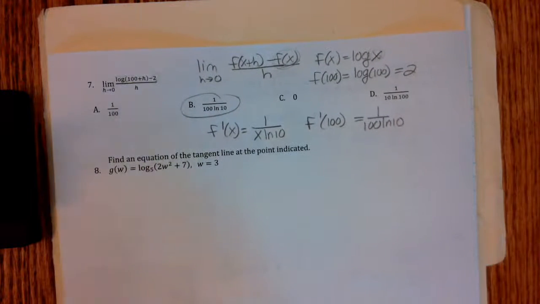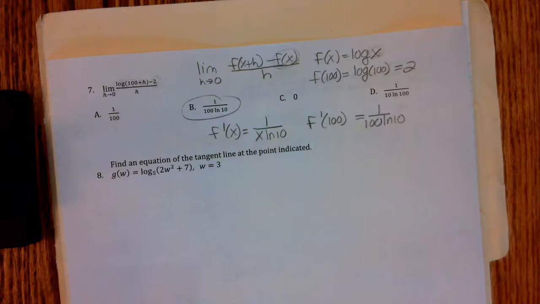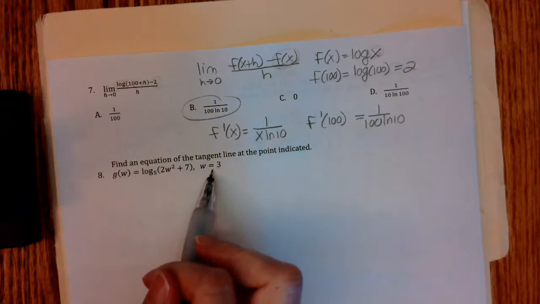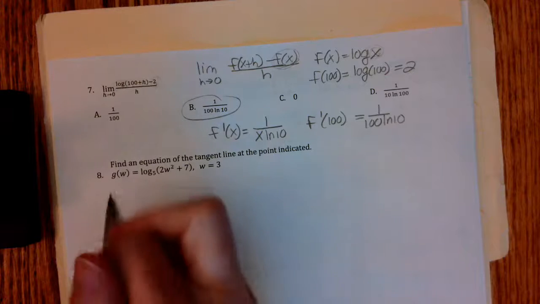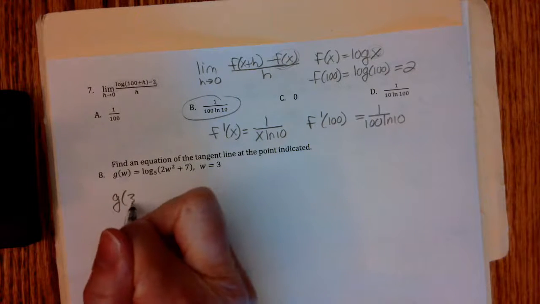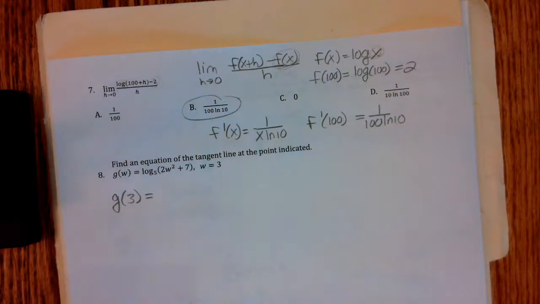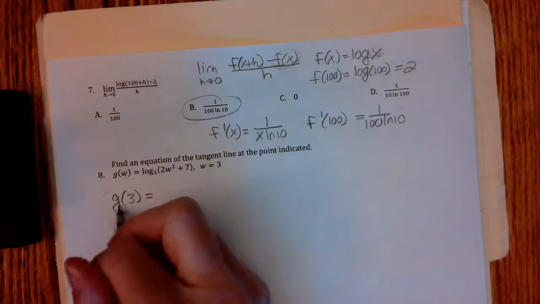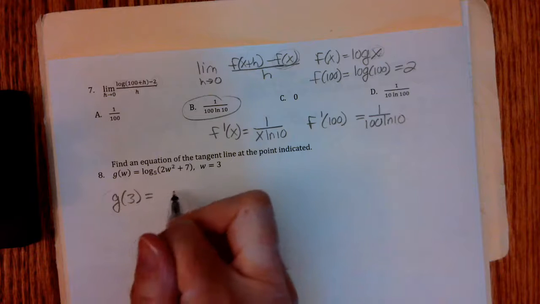Tangent lines, we've been doing those for a while. You could pause the video and try it yourself before we do it together. I want to find first the y value, because I need a point and a slope. I'm going to start with g of 3. Making sure as we go through problems we label the different parts of what we're doing.